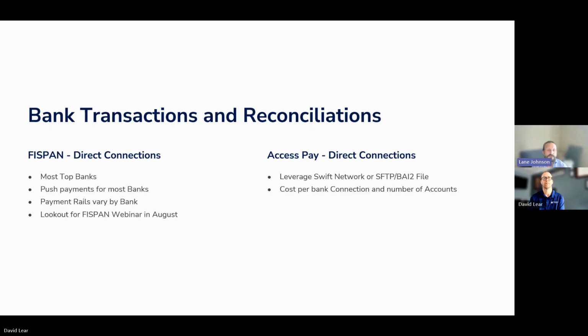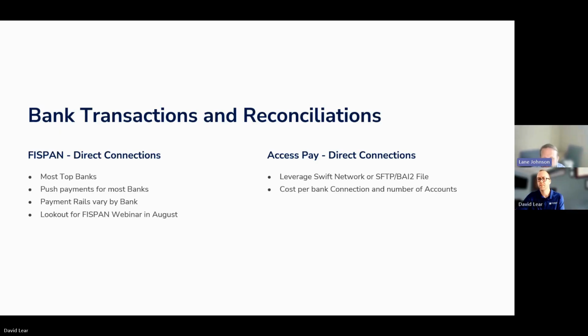The real benefit of FiSpan is it pushes payments out for most of those banks. The payment rails do vary by bank, but most banks do at a minimum checks, ACH, and wires. This really allows you to centralize the end-to-end process of receiving that bill and paying that bill, all within Sage Intacct, very securely. We do have a webinar scheduled in August with FiSpan, so be on the lookout for that.